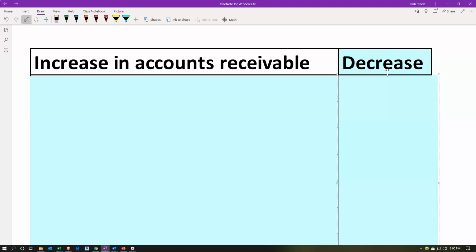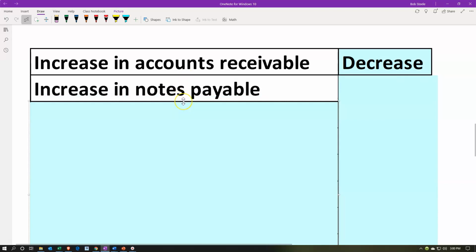Therefore, we're going to have to decrease the amount that's net income. Then we've got the increase in notes payable. So notes payable is a liability, and the other side isn't going to be on the operating section, but if notes payable in the balance sheet account increased, it's still a liability. So we're going to apply the opposite rule that we did for the accounts receivable. It's going to go basically the same way as what it says.